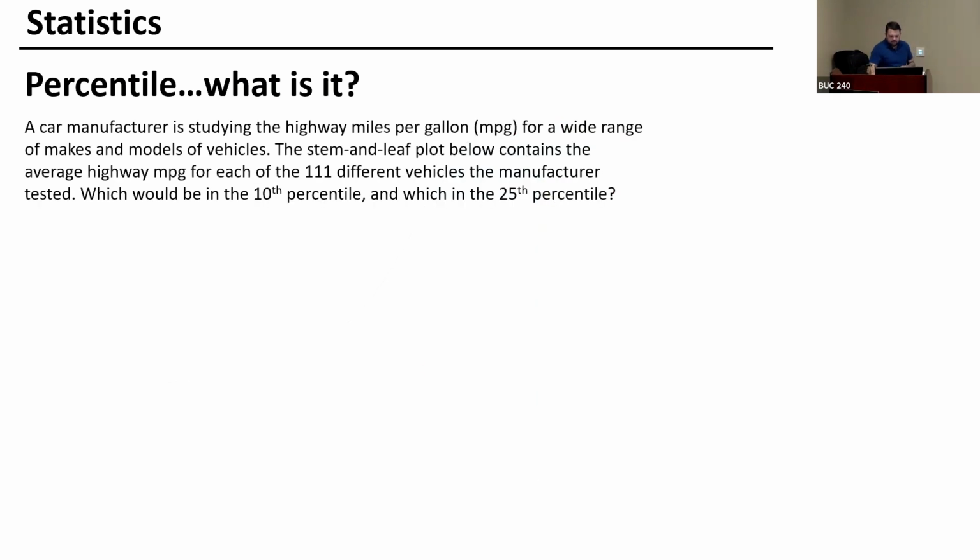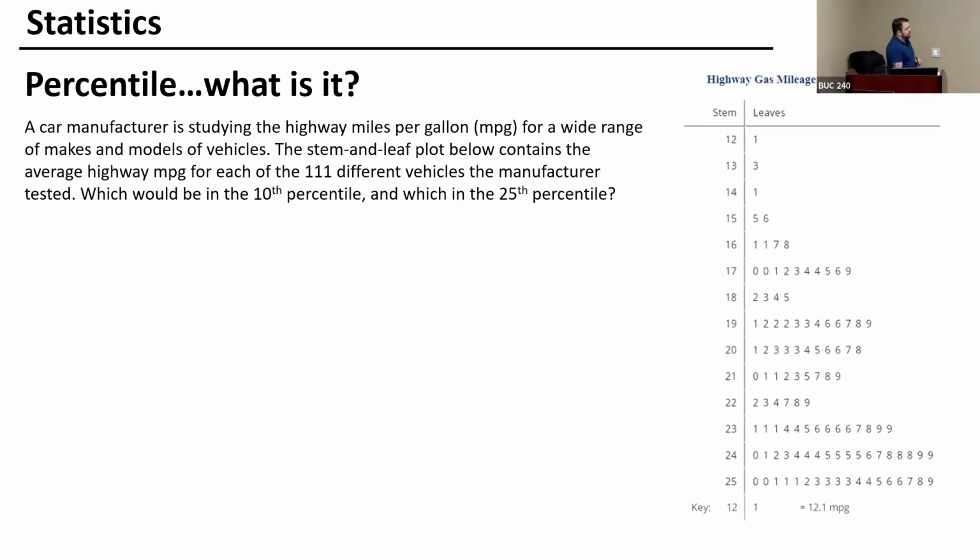Okay. So the car manufacturer, what is the percentile? The car manufacturer is studying the highway miles per gallon for a wide range of makes and models of vehicles. The favorite mode of showing you things is a stem and leaf plot. I can't stand these kinds of things, but we'll show it to you anyway. The stem and leaf plot below contains the average highway miles per gallon for each of the 111 different vehicles the manufacturer tested. Which would be in the 10th percentile and which would be in the 15th percentile?